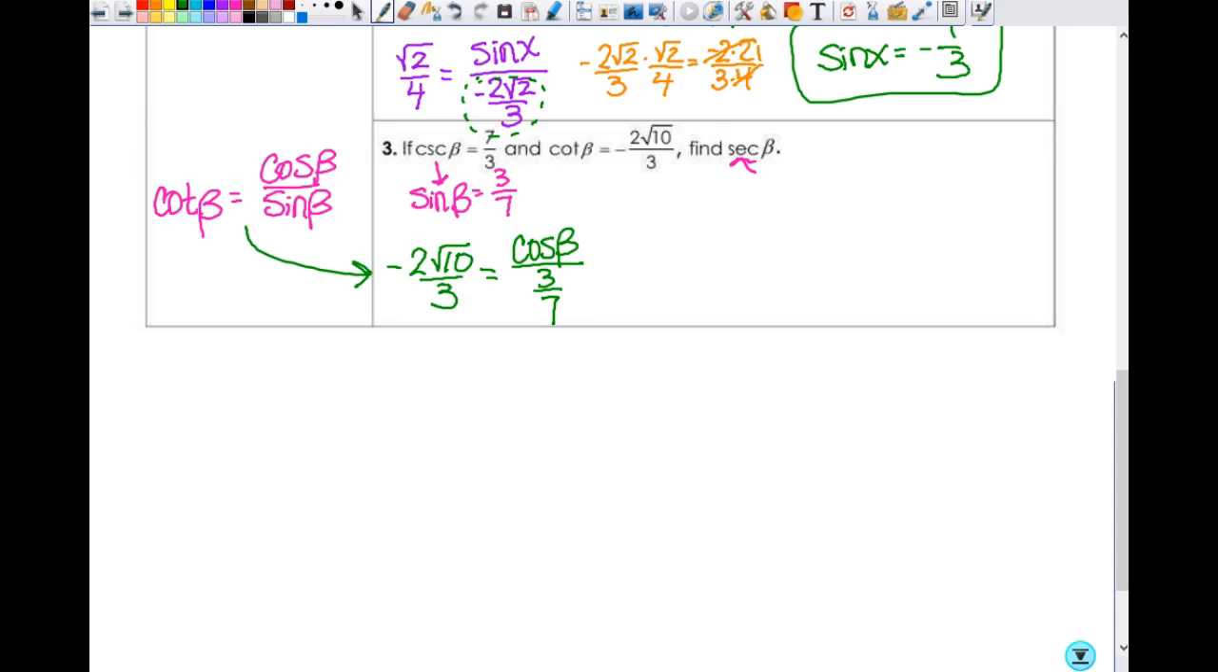Everybody with me? So I'm going to multiply both sides by what? 3/7. So this is going to give me 3/7 times negative 2 square root of 10 over 3 equals the cosine of beta. Can I reduce before I multiply here? The 3's, yes. So I get that the cosine of beta is equal to negative 2 square root of 10 over 7.